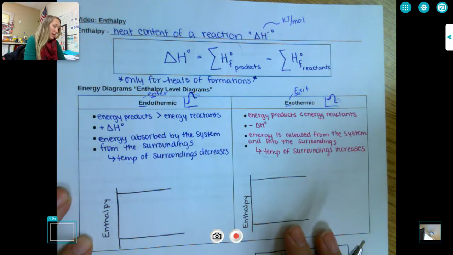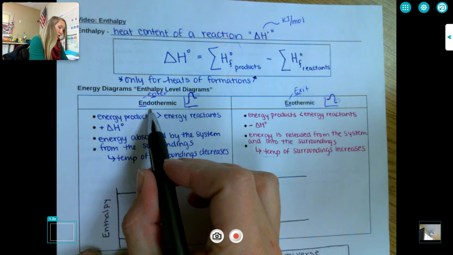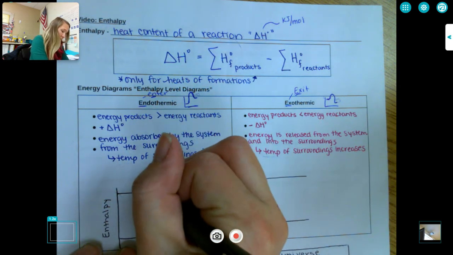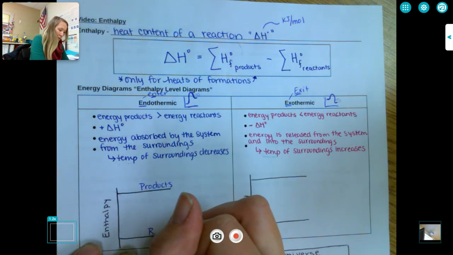We can show this in enthalpy diagrams. If this is for endothermic, we said that my products are at a higher energy than my reactants.